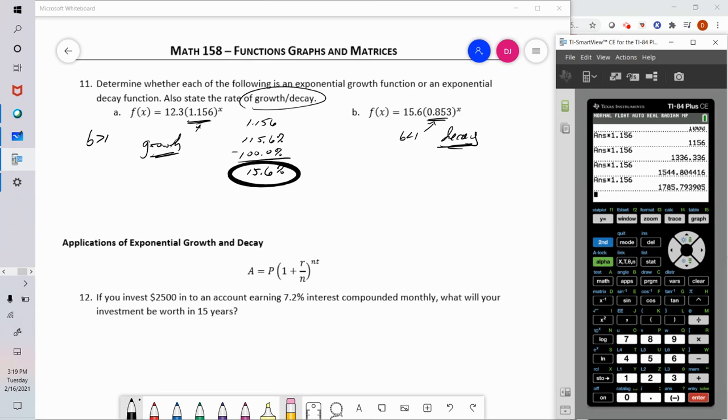Now in part B, we're starting with 15.6. The value of your car, let's say, is $15.6 thousand, and the value of your car drops. It's going to decay because each year we're going to multiply the value by 0.853. Notice the value is decreasing, exponential decay. But what is the rate of decay?